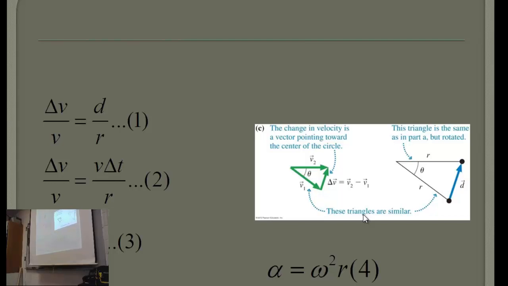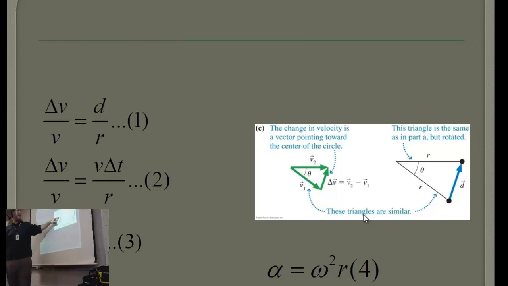Here's the deal. We've got two vectors: your initial velocity and your final velocity. They're pointing in two different directions. If you add them tip to tail, then this vector here is your change in velocity. And what do we call change in velocity over time? We call that acceleration. The radius of the circle, this is an isosceles triangle, right?